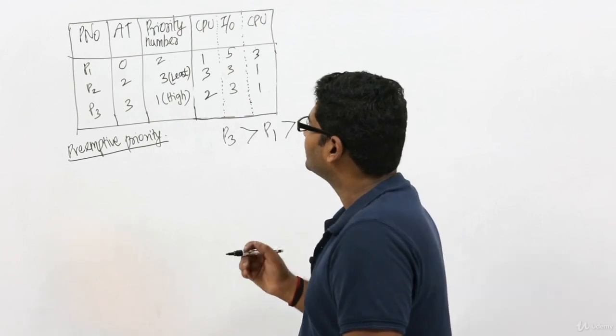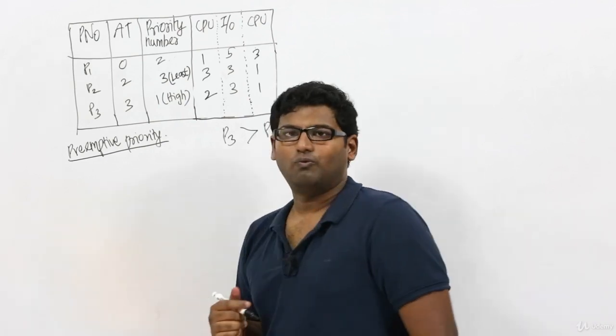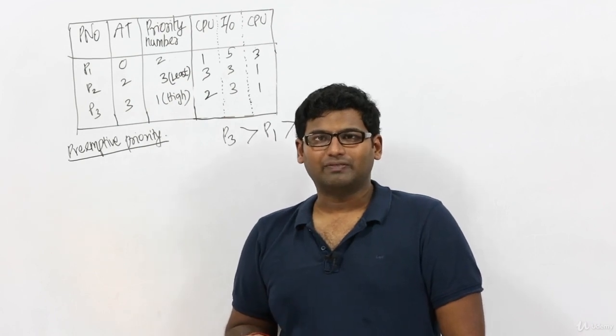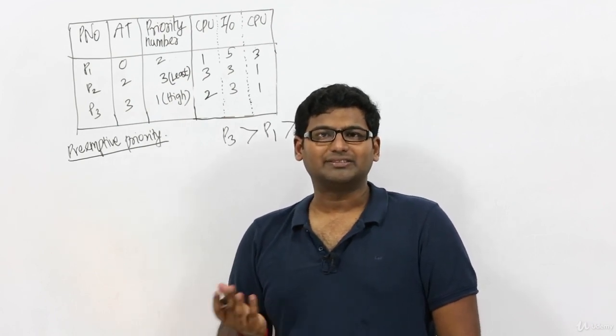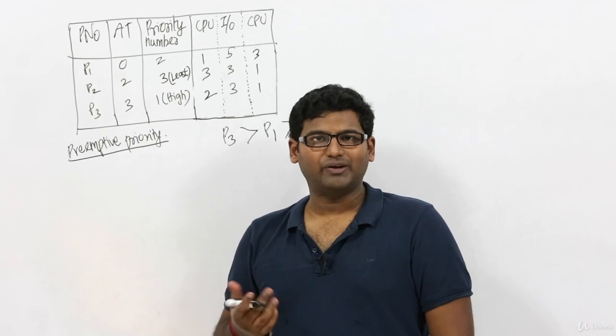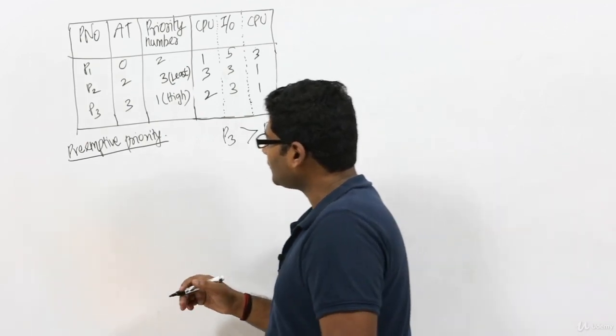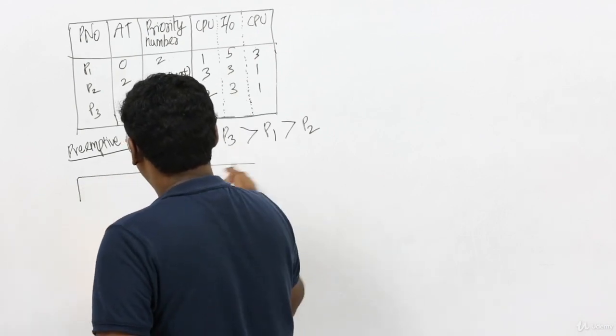See, in case the CPU efficiency percentage is 40%, then the CPU idle time percentage is 60. 100 minus 40 equals 60. That is very obvious, right? Fine. Now let's draw the Gantt chart.